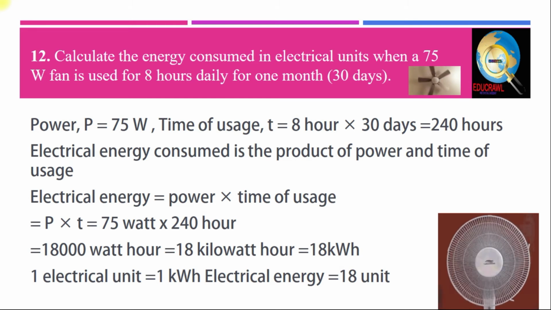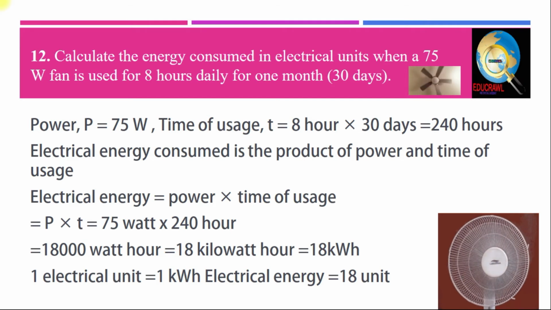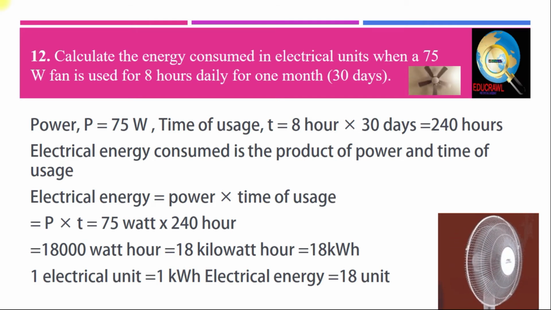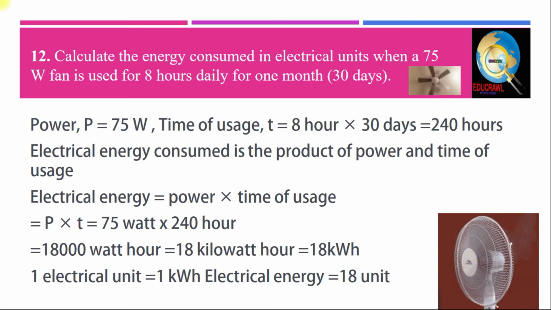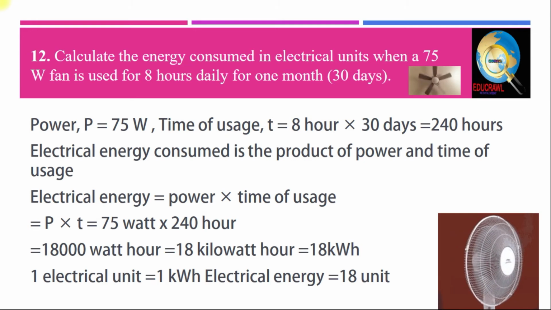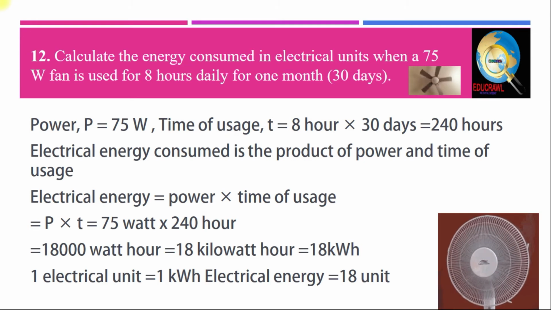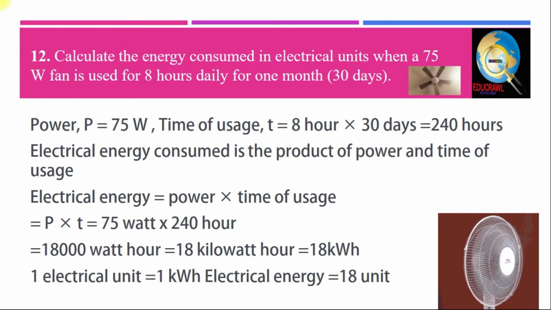So the electrical energy consumed. Electrical energy, we know the formula as power into time. Power here it is 75 watt and time it is 240 hour. So when you multiply you will get 18,000 watt hour. 1000, we know, is represented by kilo. So the answer is 18 kilowatt hour, which is represented by 18 kWh.